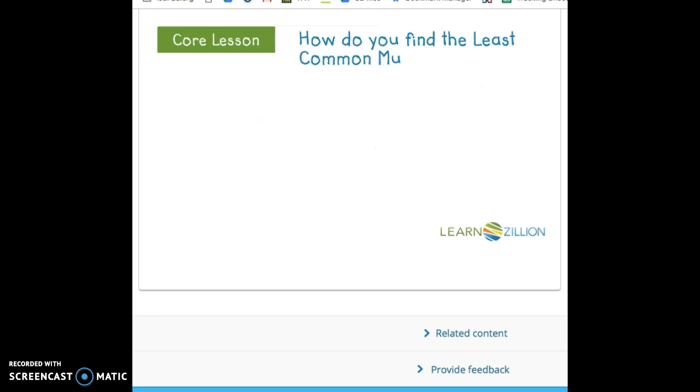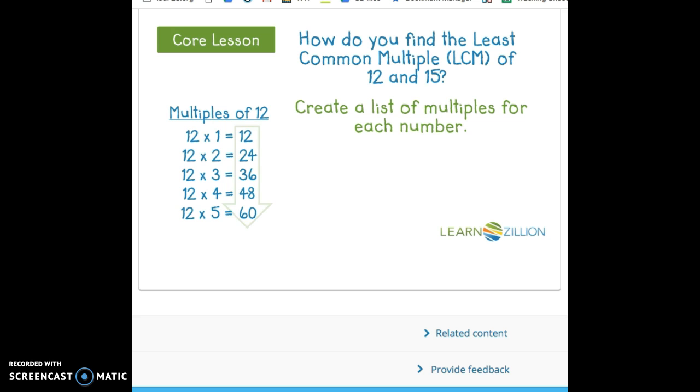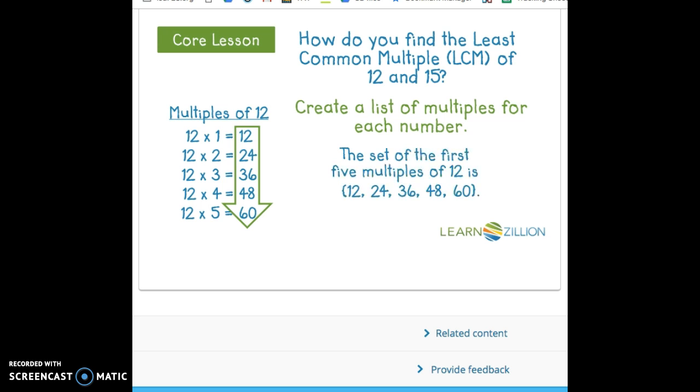So how do you find the least common multiple, or LCM, of 12 and 15? We're going to create a list of multiples for each of these numbers. Here are the first 5 multiples of 12. I want to list those multiples in order from smallest to largest, and so the set of the first 5 multiples of 12 is 12, 24, 36, 48, and 60.